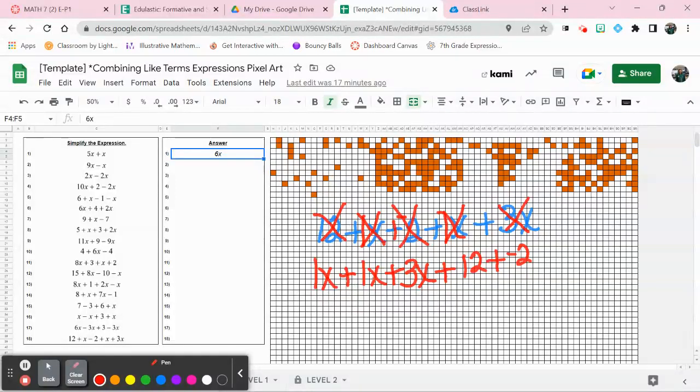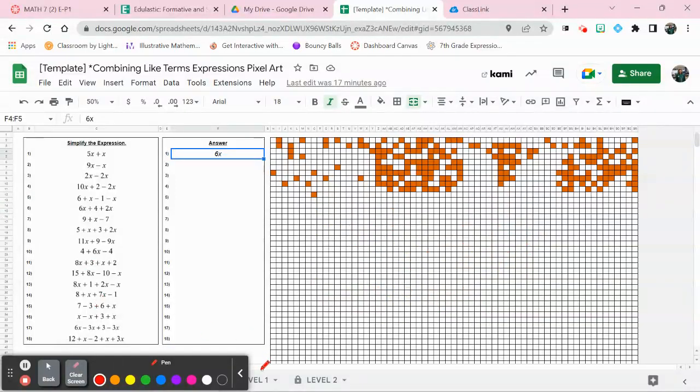All right, let's put them together. 1x plus 1x is 2x. Plus 3x is 5x. Plus, I've got 12 plus negative 2. We can't add those together. We subtract and keep the sign that we have the most of, which is positive. 12 minus 2 gives us 10. And there's our answer. So, I'm not going to work all of those on the page.